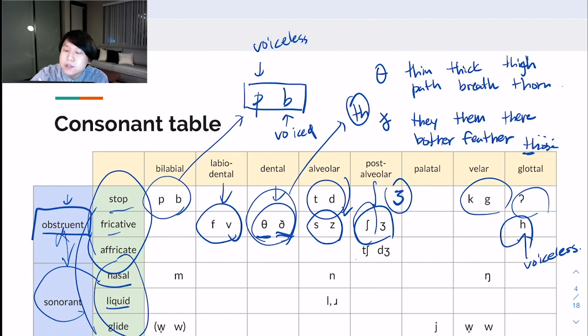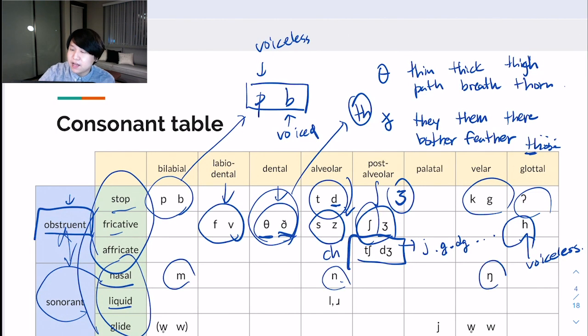And there are only 2 affricates, cha and ja. Cha is usually spelled ch. Ja is usually spelled with j, g, or dg. Those kinds of spelling are this voiced post-alveolar affricate sound, ja. It's a combination of da and zha sound. And there are 3 nasals, ma and na and the sound in singing. They are always voiced, so they are on the right side of the cell.